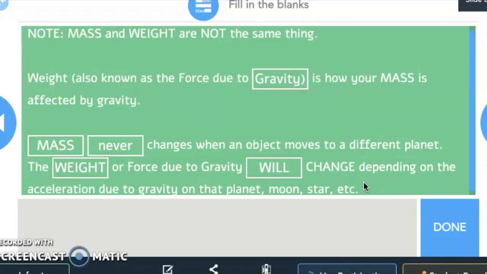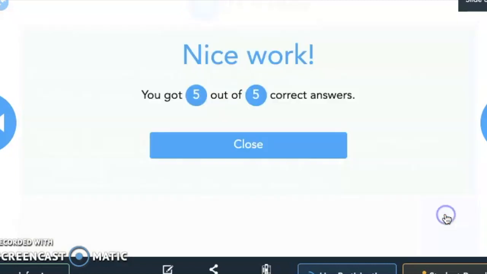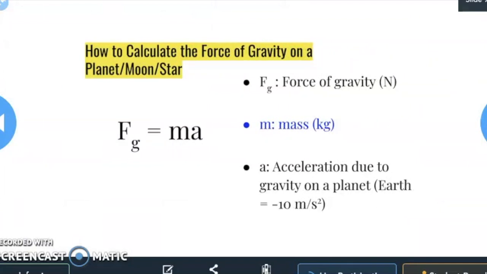So these are the blanks you should have filled in for our first set of notes. That weight, aka the force due to gravity, is how mass is affected by gravity. And it is not the same thing as mass. Mass never changes when it moves to a new planet or in the universe. And mass is also measured in kilograms. That's your big clue that it's a mass and not a weight or a force, if it is measured in kilograms. While weight is a force and should be measured in newtons. So remember to hit done, move on.